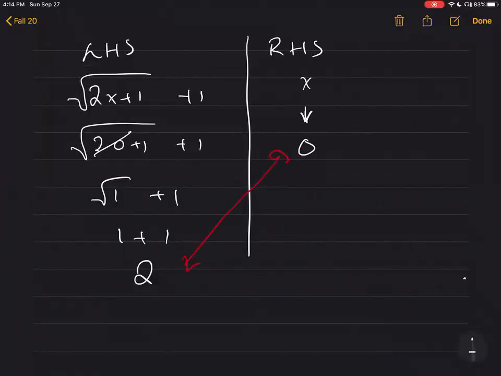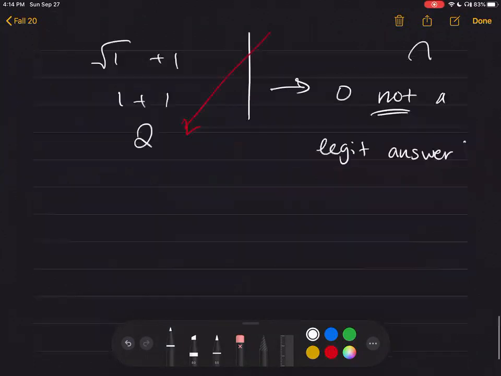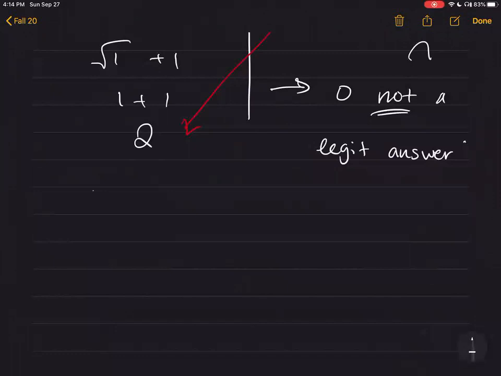So 0 is not a legit answer, which is very sad. But this is the reason you need to check your answers, so you can actually find what works and what doesn't. So the solution for this equation with the radical is x equals 4.